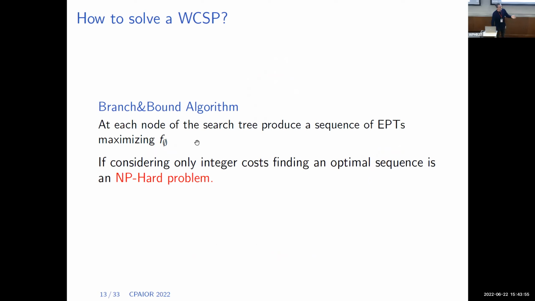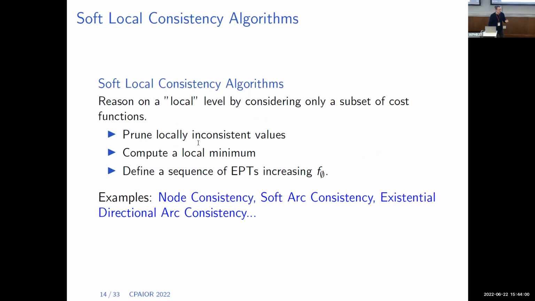So what research has been focused on is to apply what we call the soft local consistency algorithm. So as I said before, it's kind of applying a local property on a subset of cost functions, and then we can increase the lower bound thanks to that. So what they do is that they look at a subset of local cost functions, they prune the inconsistent values, and they compute a local minimum. Then they use a sequence of EPTs to increase f0 by this local minimum. And they do that for every local cost function.